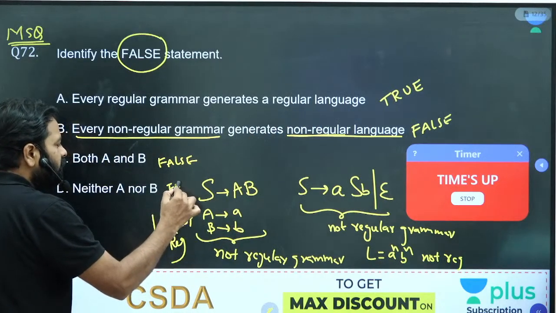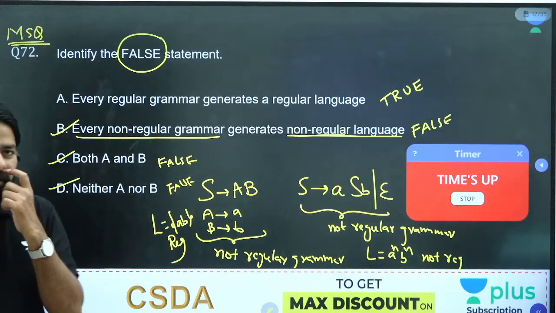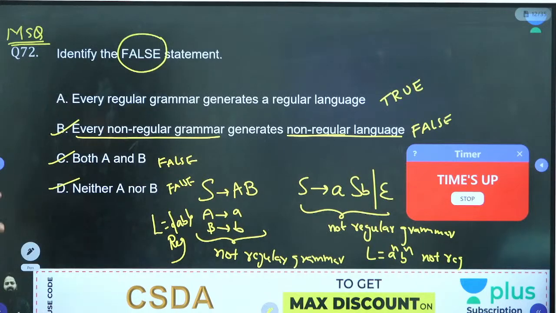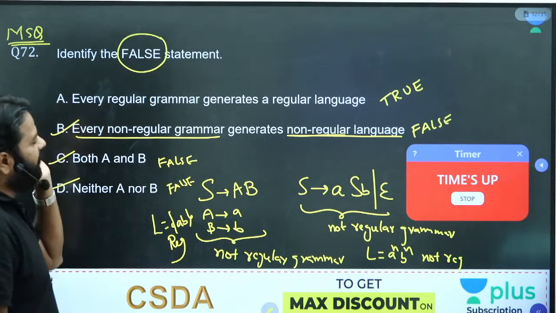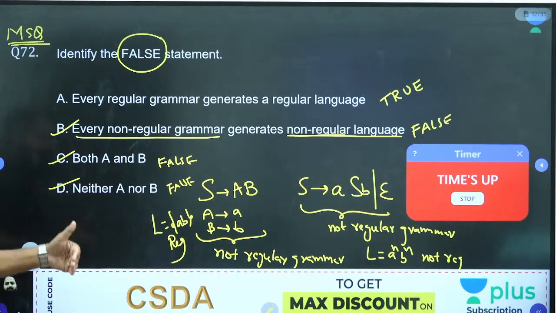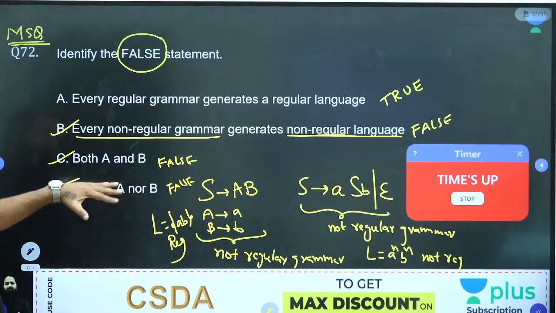Here you should choose among B, C, D. If they ask for a true statement, you should choose A. And if they ask for a false statement, you should choose B. If I want to make it an MCQ, I'll write true here so that only A is correct. If I want an MSQ, I'll just write false. This will be correct.